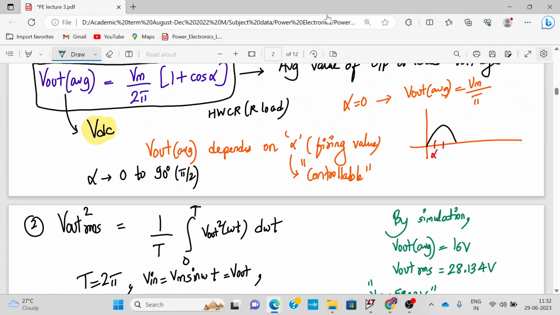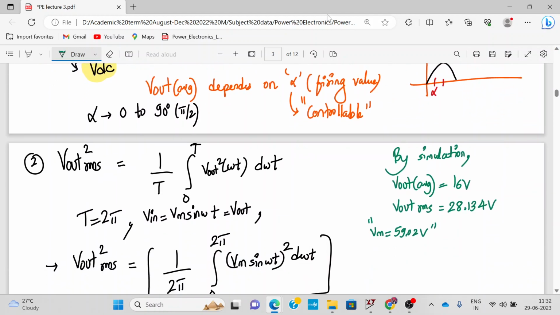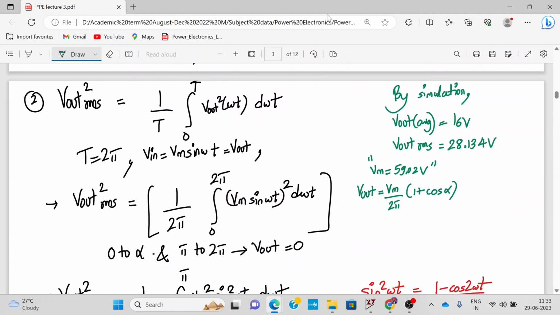V out is Vm by 2 pi into (1 plus cos alpha). So we substitute V out equal to Vm, which is 59.02, divided by 2 pi into (1 plus cos alpha). Now how do we find alpha?